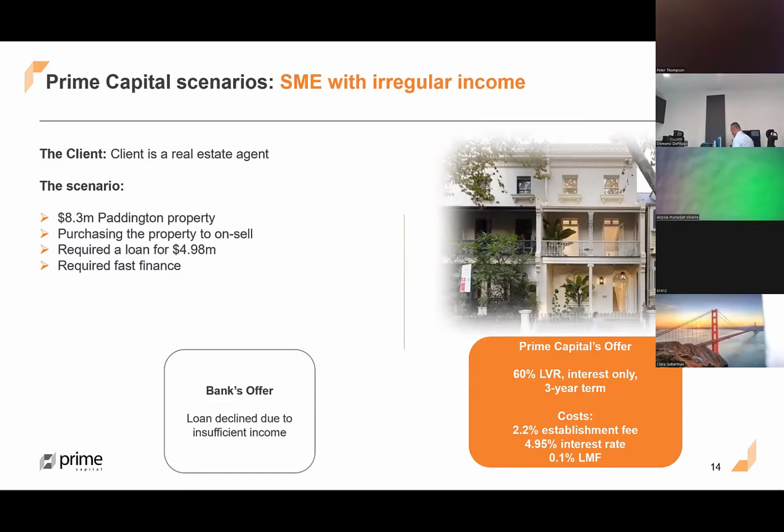We offered him 60% LVR, interest only, up to 3 years. We had a special running at 4.95% interest only, up to 3 years, no minimum loan term. So he came to us, bought the property, on-sold it at a high profit, and went on as a very happy man.